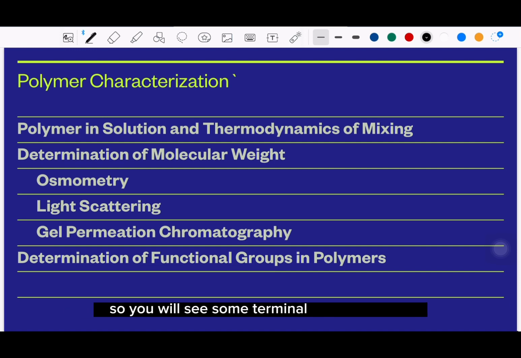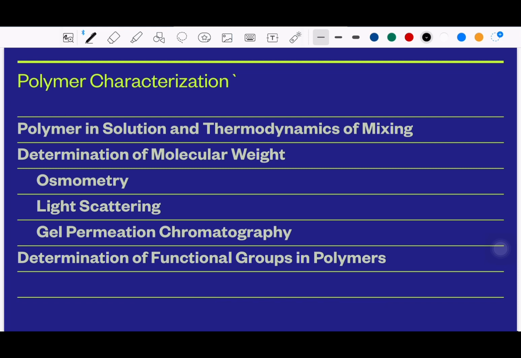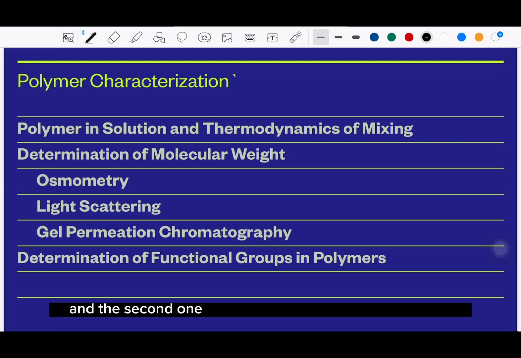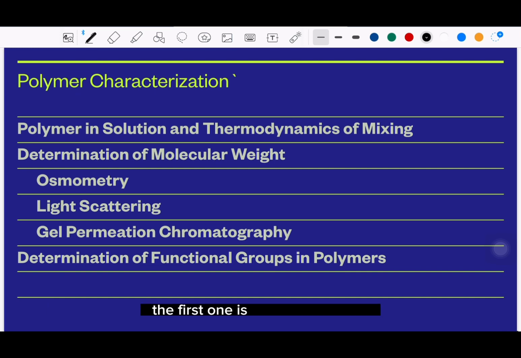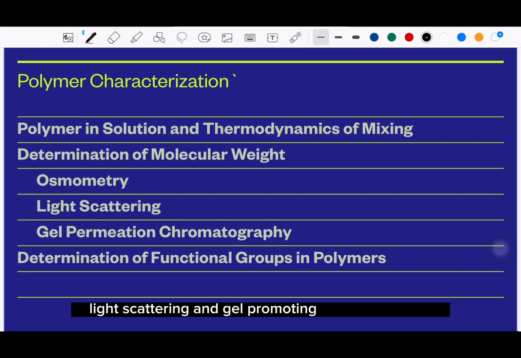So you will see some thermodynamics formulas, and I will explain a lot about those formulas. I hope you get the idea, and if not, perhaps you can read more about the topics. The second one is the process of how we characterize. There will be 3 categories here: osmometry, light scattering, and gel permeation chromatography.